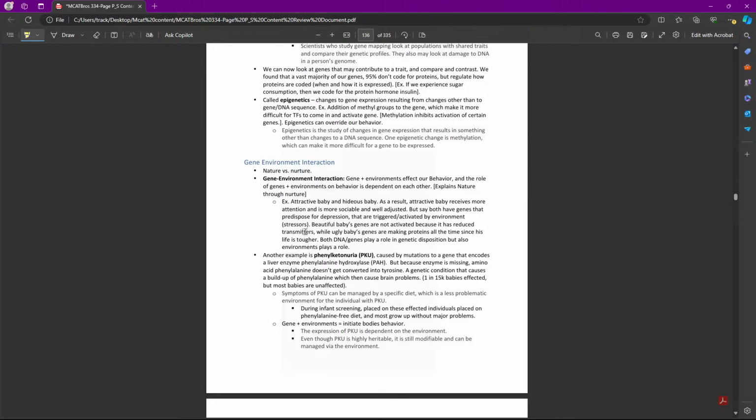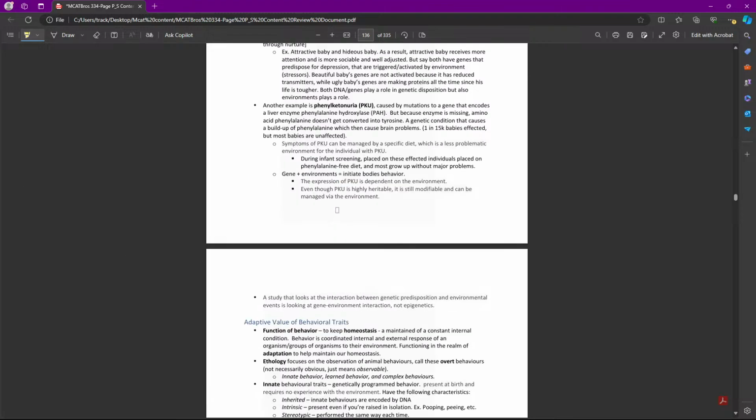Attractive babies and unattractive babies. As a result, attractive babies receive more attention, more social interaction, which may promote different gene expression that may not be regulated in an unattractive baby if life is tougher.